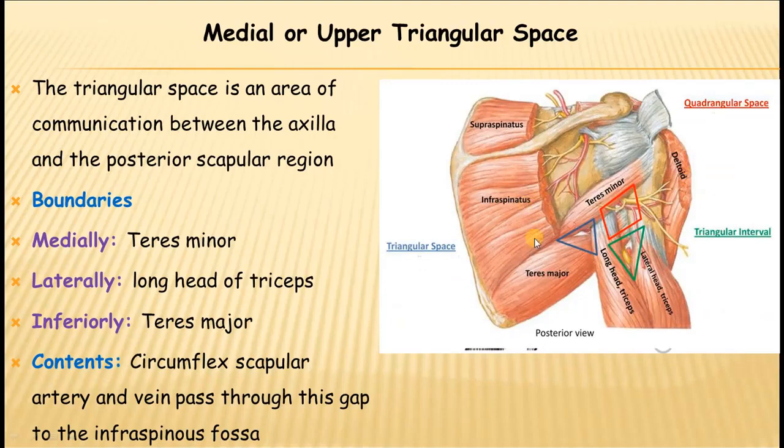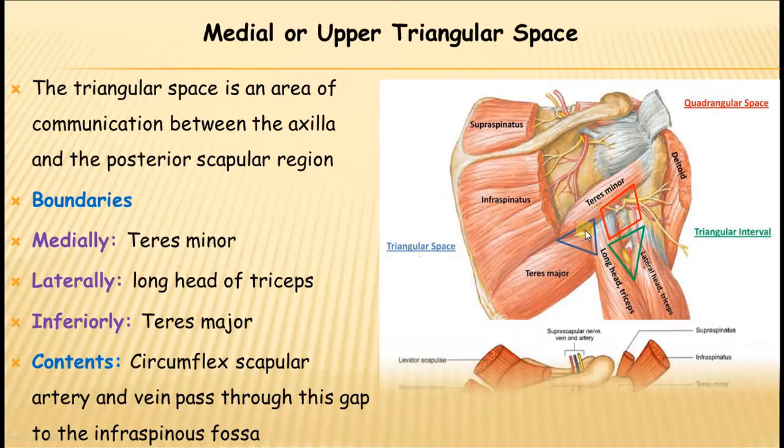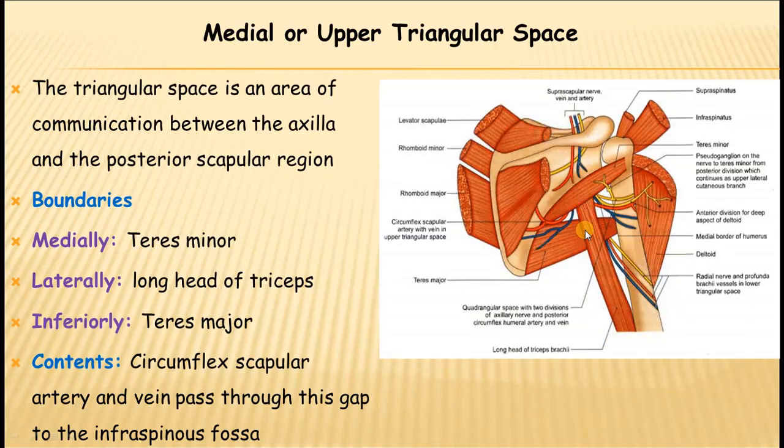So here you are able to see this one through which the circumflex scapular artery, which is a branch of subscapular artery. The subscapular artery in turn is a branch of the third part of axillary artery. Okay, circumflex scapular vessels in the upper triangular space.